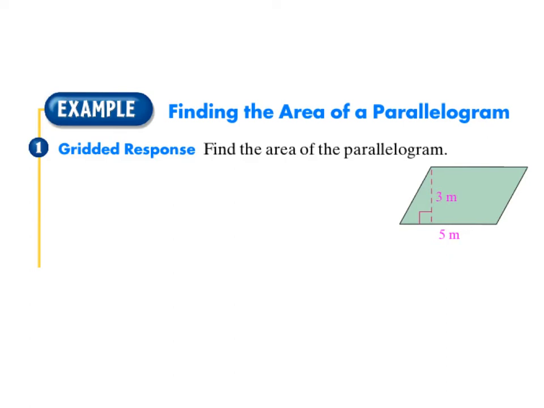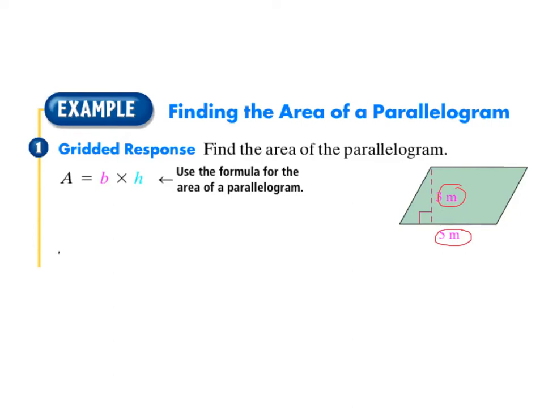Now let's look at an example of finding the area of a parallelogram. So with this given parallelogram, well, first we know it's a parallelogram, so we have to use our formula for the area of a parallelogram. So the formula we need is A equals B times H. And remember, our base is the one going along the bottom, and our height is the one that goes from top to bottom.